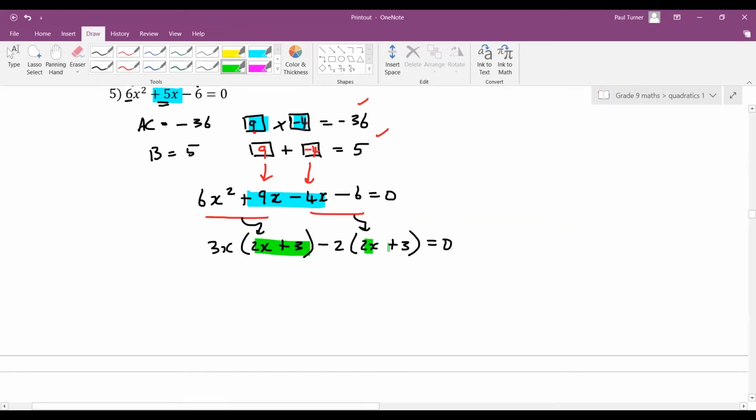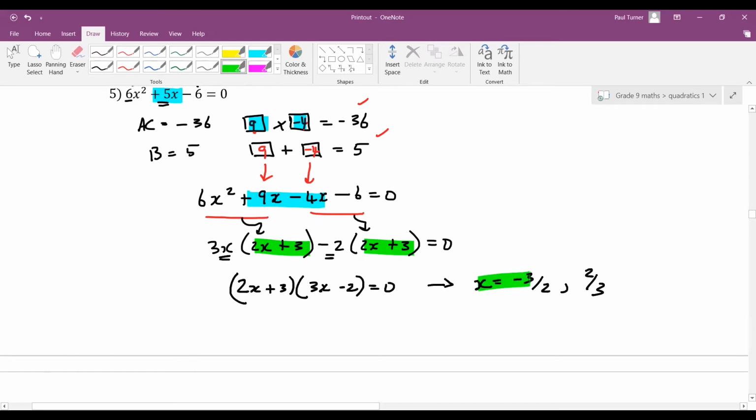So this is your common factor now, 2x plus 3. Then you are left with 3x minus 2, equals 0. So that would mean your solutions are minus 3 on 2 and 2 on 3. Okay, looks all right. So they're your solutions there for x. You can highlight that too if you're using a tablet.